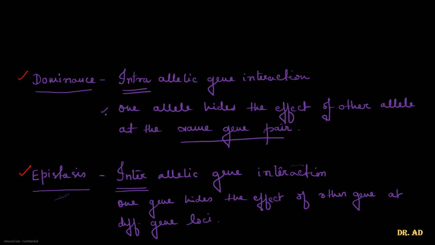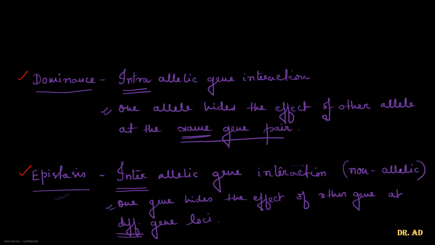In dominance, one allele hides the effect of the other allele at the same gene pair. But in epistasis, one gene hides the effect of another gene at different gene loci. This is the basic difference between dominance and epistasis. This is allelic and this is non-allelic.